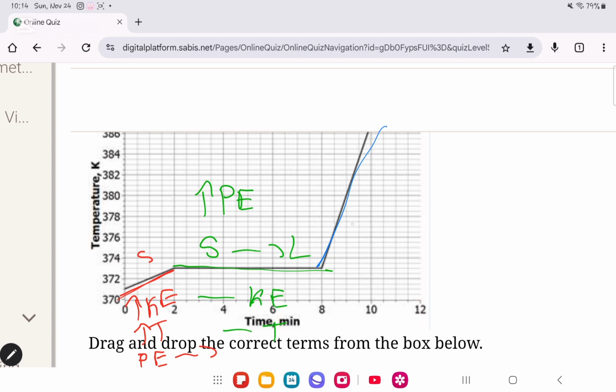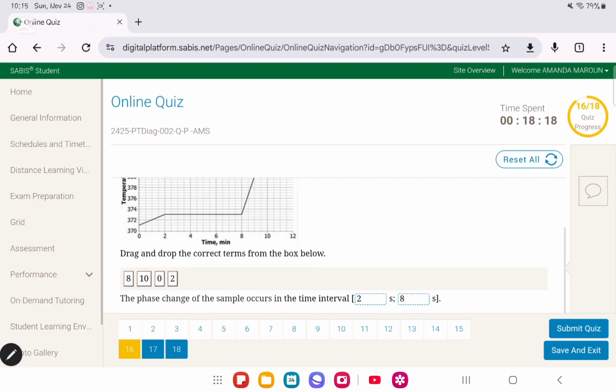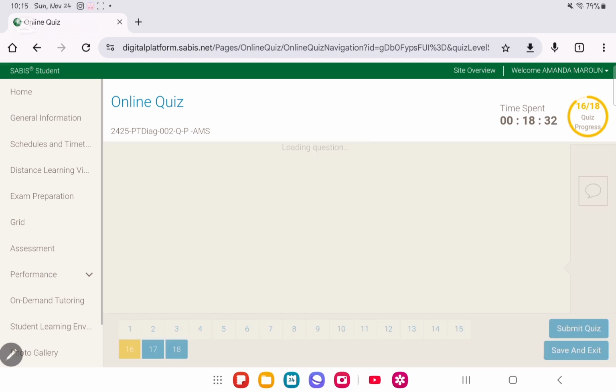Then when we move to the next one over here, it's the same as the first one, where the kinetic energy increases, temperature increases, potential energy stays the same, and it's only one state, which is liquid. So the phase change is two states, two phases of matter, solid and liquid together at the same time, which is between 2 and 8 minutes.